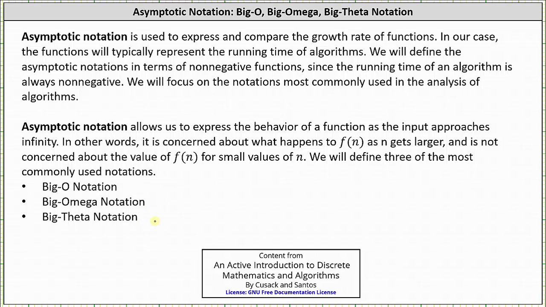Asymptotic notation allows us to express the behavior of a function as the input approaches infinity. In other words, it is concerned about what happens to f of n as n gets larger, and is not concerned about the value of f of n for small values of n. And now let's talk about Big-Theta notation.